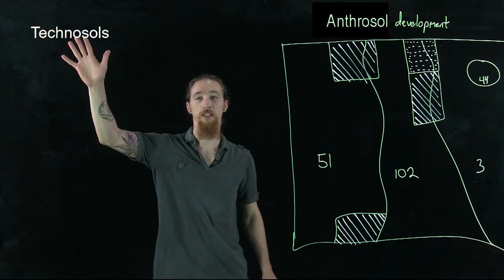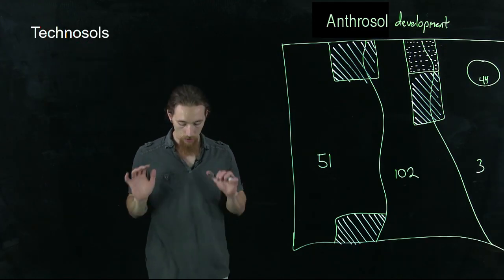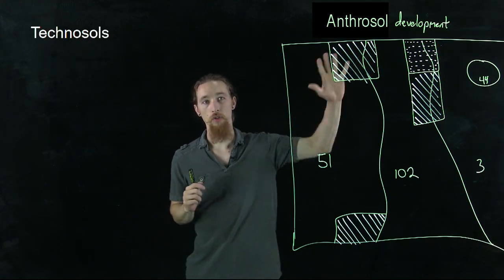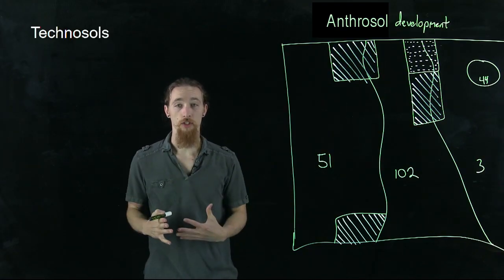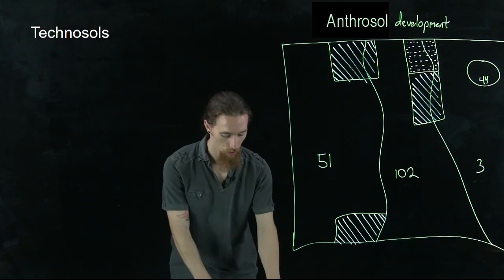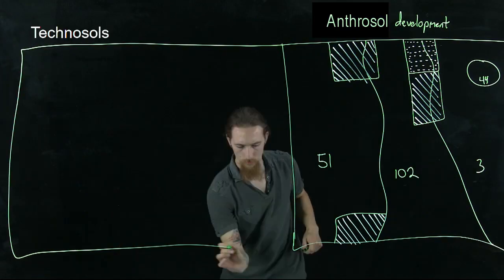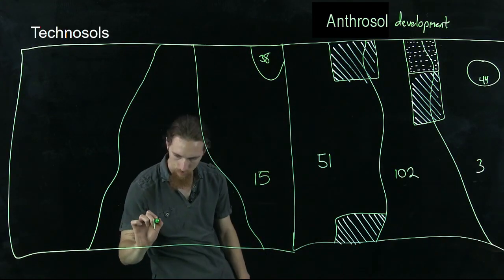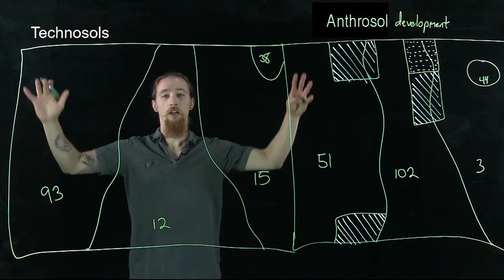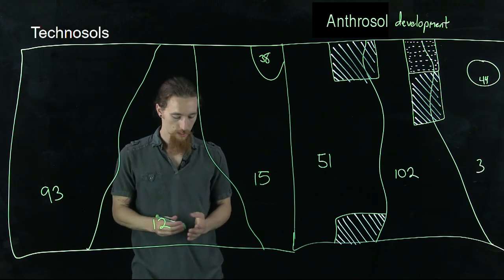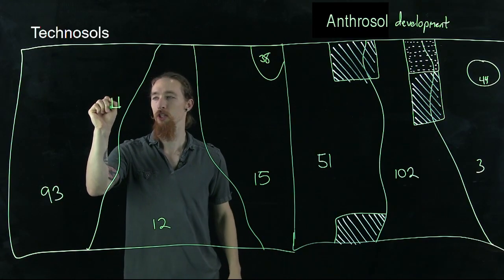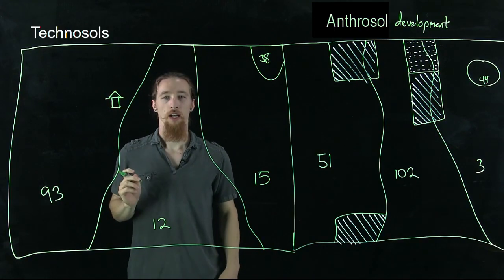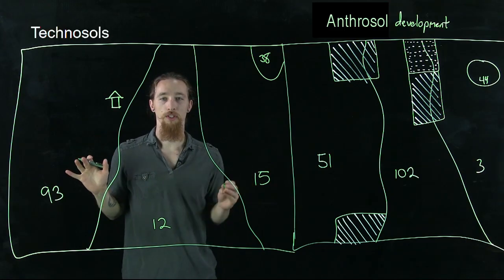Now when we get to technosols, we're no longer really talking about humans affecting the soils so much as humans more or less creating the soil. So I'll make a similar soil map. Again, we have a soil region, and this is the site of a future city. First, a little house gets built here, the very first house. And then slowly it builds up and builds up.